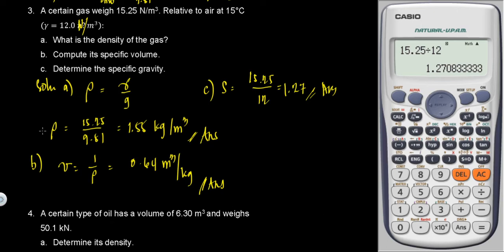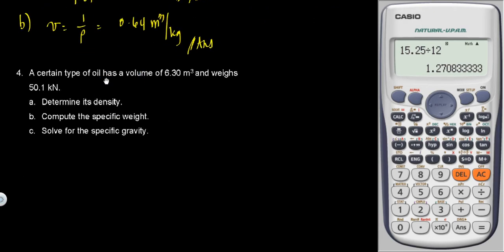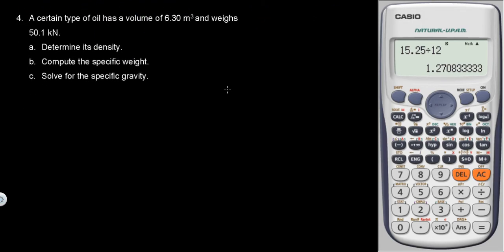Okay. So, number 4. A certain type of oil has a volume of 6.3 meter cube and weighs 50.1 kilonewton. Determine its density. Compute the specific weight. Solve for the specific gravity. Okay, solution. So density is equal to, given yung weight and volume. Density is computed as mass over volume. And mass is equal to weight over G, over the volume.